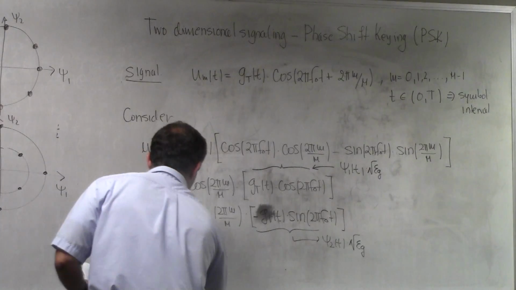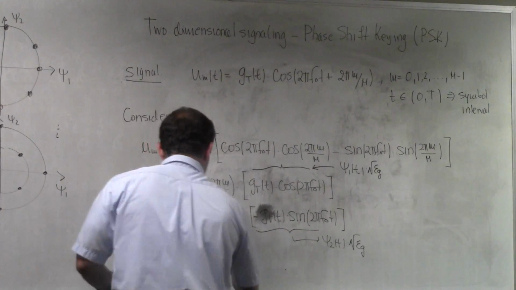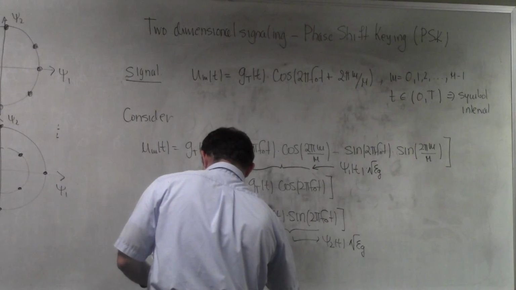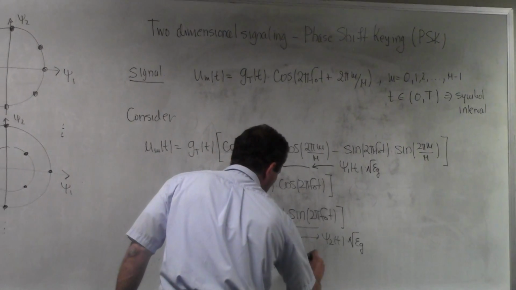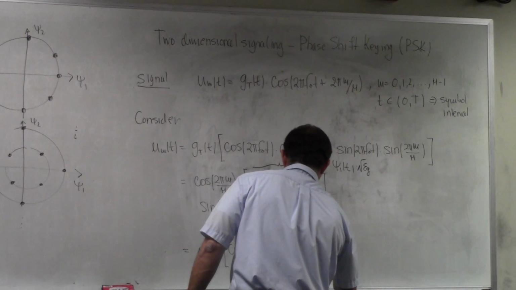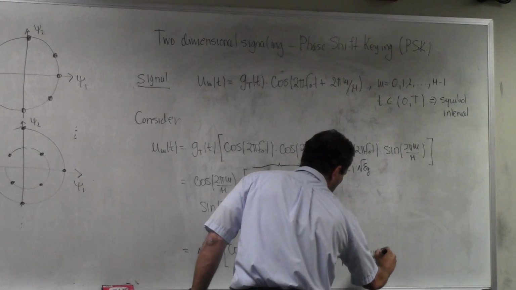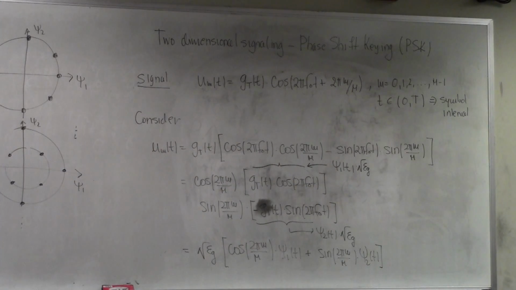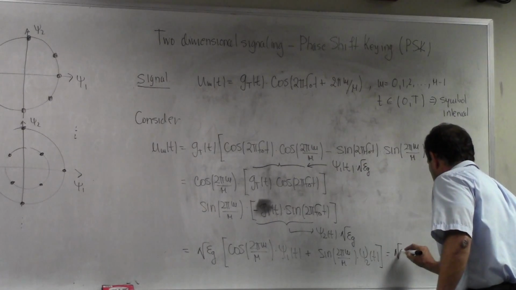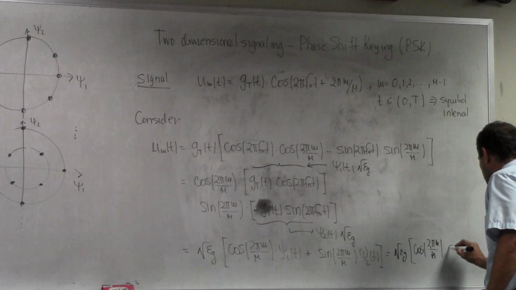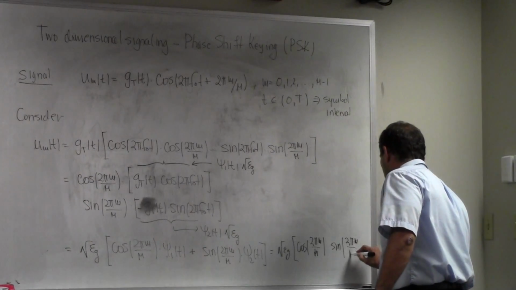So I can write this whole thing as square root of energy times cosine of 2 pi m over M times psi1 of t, and then plus sine 2 pi m over M times psi2 of t. Now this is our time domain representation. If I want to actually represent this in a vector space domain, signal space domain, then this is just a simple vector, square root of energy, with two coordinates. One is cosine 2 pi m over M, and the other one is sine 2 pi m over M.